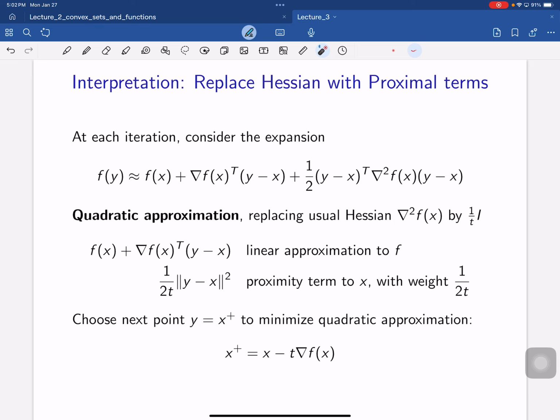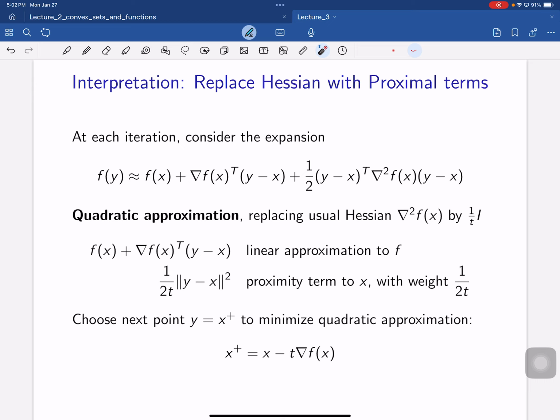Now let's assume we don't want to calculate the Hessian. We just approximate the Hessian using an identity matrix. If you replace the Hessian with an identity matrix, you will end up with this expression here. We have f of x plus the first order approximation, and then we have what is called a proximity term to x. This is essentially calculating the distance between y and x, if you replace that with the identity matrix.